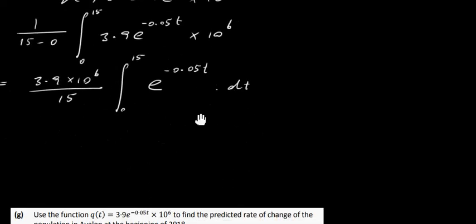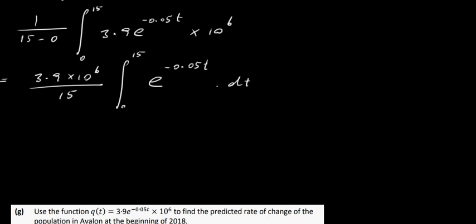So let's work this out. Now I think I'm going to run out of a little bit of room here, but anyway, we can sort that out in a minute. So we end up with 3.9 by 10 to the power of 6 over 15. Now we've got to integrate e to the power of minus 0.05t. Now really you could just start like this. It's going to be e to the power of minus 0.05t anyway, because if you integrate e to the power of x, you get e to the power of x.